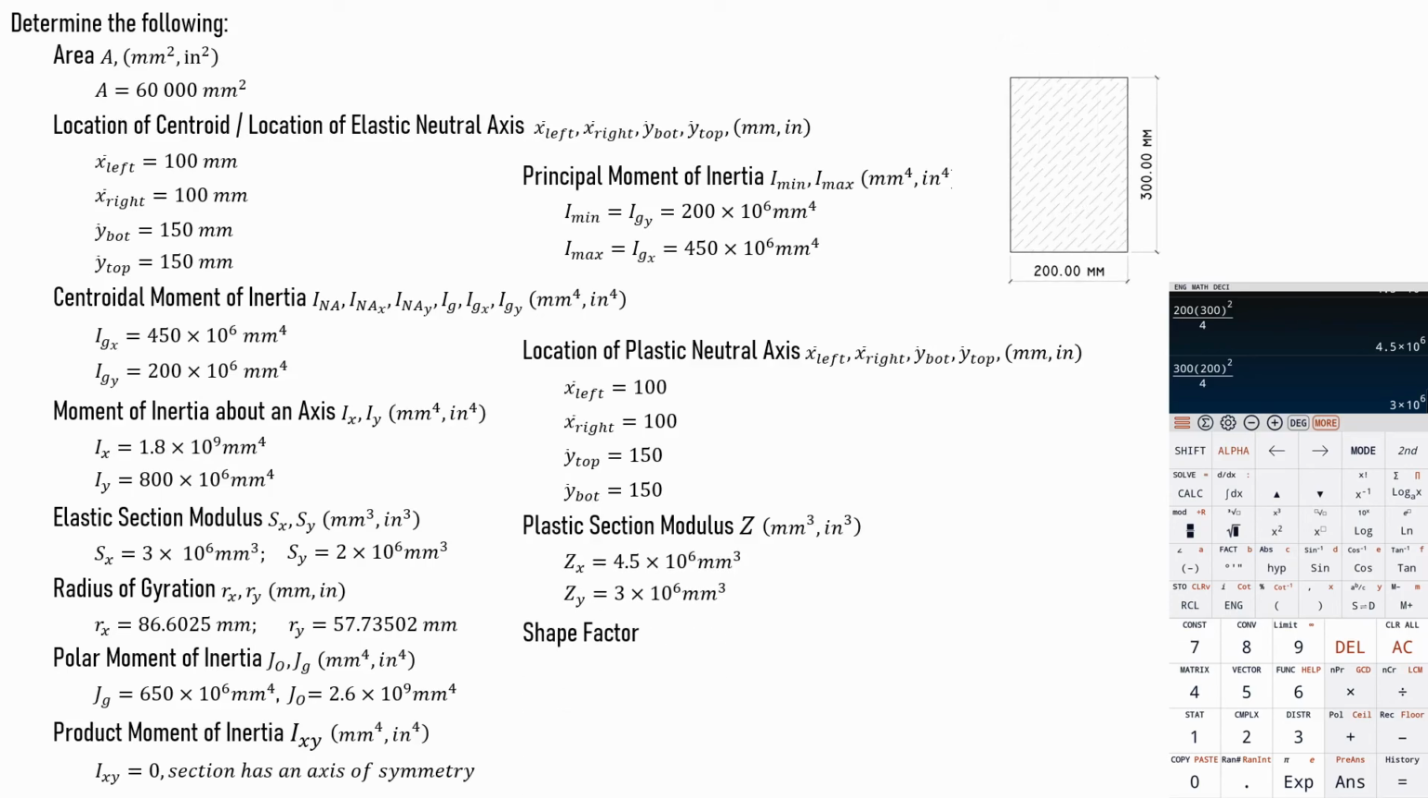At yung last, yung shape factor. So, shape factor about the x or horizontal axis. So, zx over s sub x. So, 4.5 divide 3, so 1.5. Para naman dun sa vertical axis, so zy over sy, so 3 times 10 raised to 6, 2 times 10 raised to 6, so 3 over 2. So, 1.5 din.